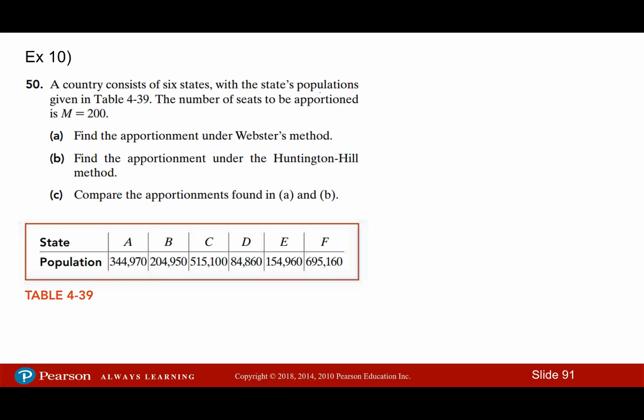Number 10. A country consists of 6 states, with the state populations given. The number of seats is 200. So here it is. Find the apportionment under Webster. Then also find the apportionment under Huntington-Hill. And then compare the two methods to see what you got. All right, so this one, try it. You can do it kind of real quick here. You should be able to just add up these numbers, divide by 20. And that's going to give you a standard divisor. And then you might have to modify it just a little bit. You might have to go up just a little bit or down just a little bit.